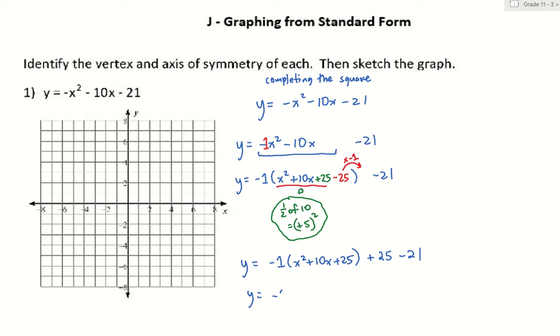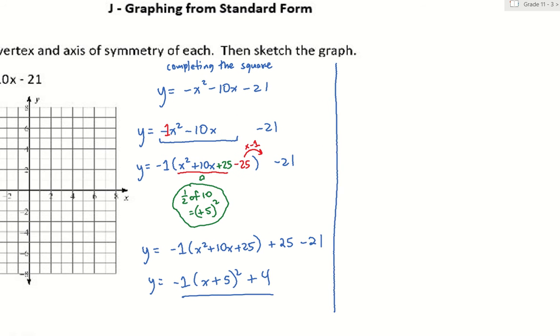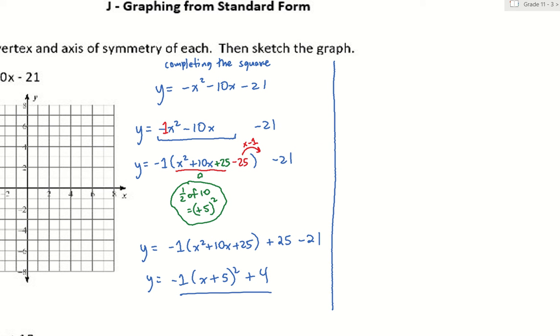And then that's minus 1 times x plus 5 squared plus 4. So I've completed the square, and that's the vertex form. All right, now let's do the same thing, so you guys can compare it. And really, you do need to know both methods, but in the end, it's just whatever you find easiest. So here we're going to use the P and Q formulas.